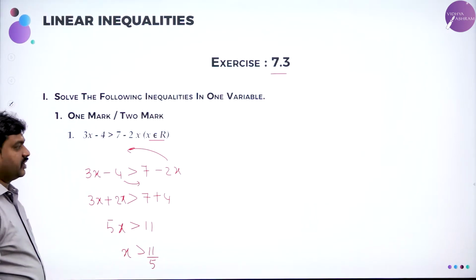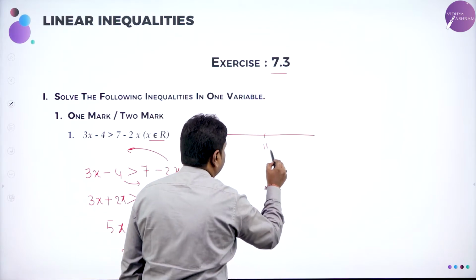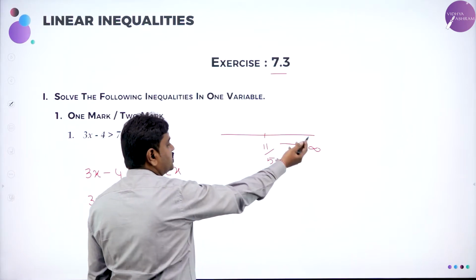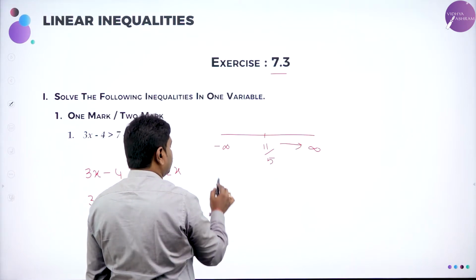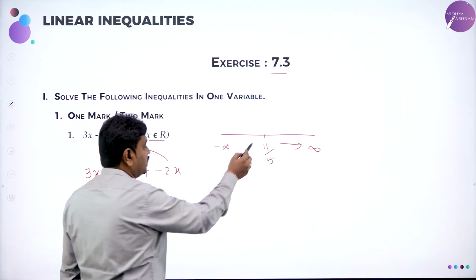X is greater than 11 by 5. So real numbers, greater than. See, 11 by 5 is a number somewhere on the number line. Greater means I should shade towards the right side, till positive infinity; the right side will have positive infinity, the left side will have negative infinity. Strictly greater than they told, which means this is not included.